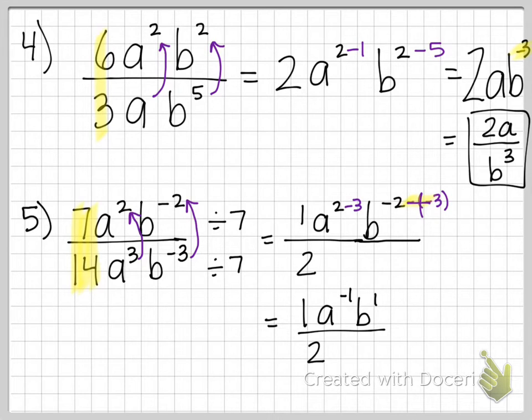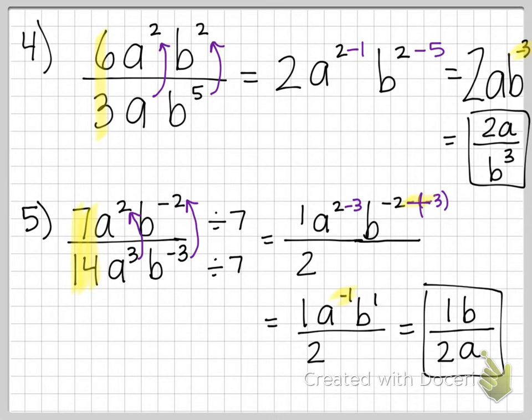So negative 2 plus 3 is 1. Which one's negative? That negative 1 right here, a to the negative 1. So that's the only one we're moving to the denominator. So it's 1b over 2a. And you could have kept b to the 1, a to the 1 if you wanted to. It's not necessary. That's why I just took it out.